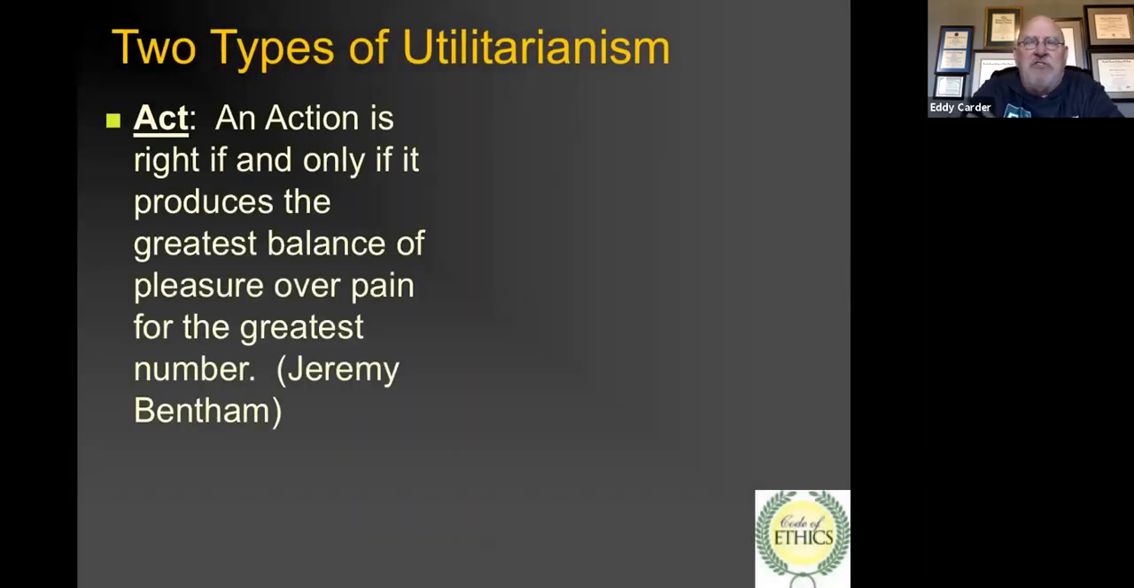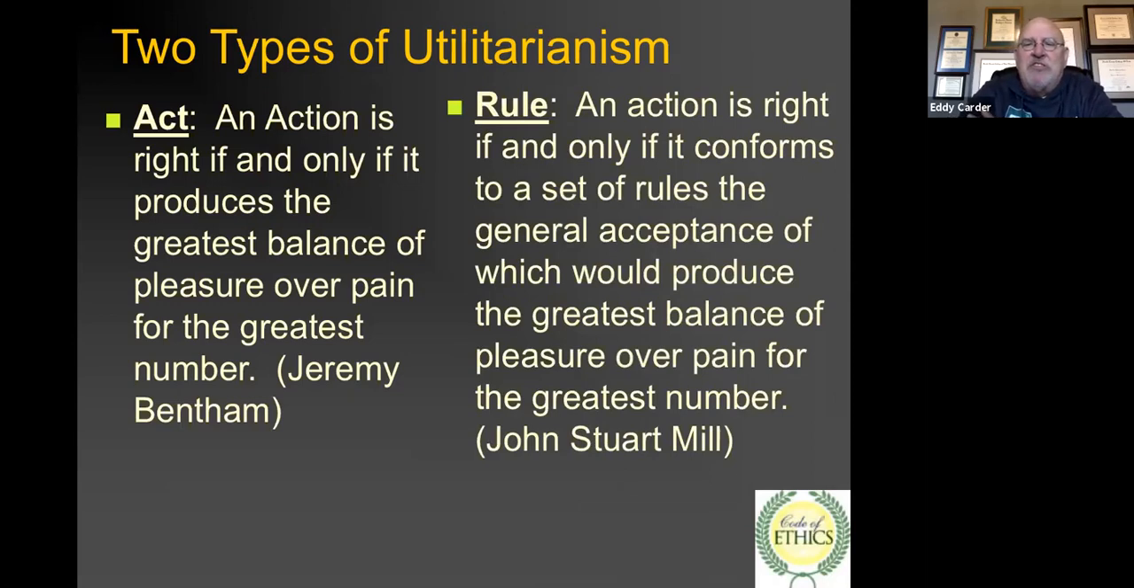There are two types of utilitarianism. There's act utilitarianism. Act utilitarianism says that an action is right if and only if it produces the greatest balance of pleasure over pain for the greatest number. That's act utilitarianism, and that was advocated by Jeremy Bentham. An action is right if and only if it produces the greatest balance of pleasure over pain for the greatest number of people. Rule utilitarianism says an action is right if and only if it conforms to a set of rules, which in general would produce the greatest pleasure over pain for the greatest number of people.